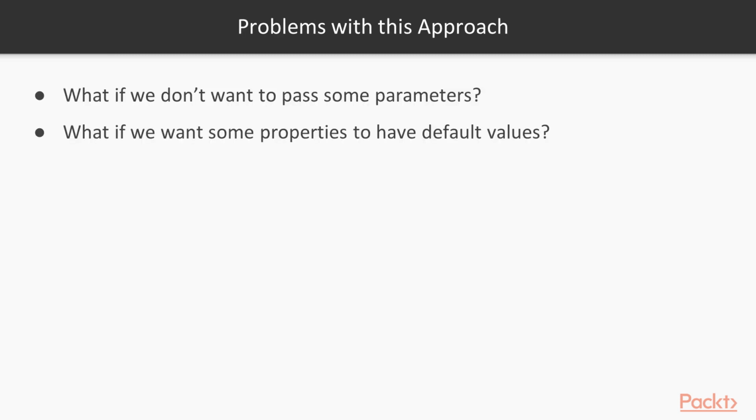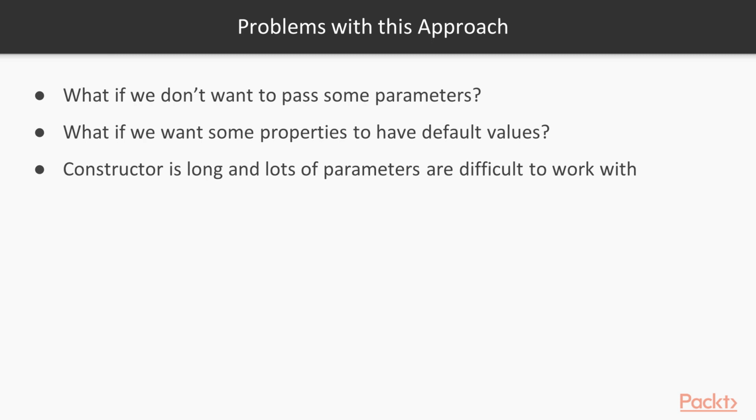What if we want some properties to have default values? So what if we want to have a default shirt if the user doesn't want to specify? Let's say we want to have a plain white t-shirt as the default shirt for our outfit, no matter what the scenario is. How do we do that if we have to pass in a t-shirt every time? The constructor is long and lots of parameters are difficult to work with.